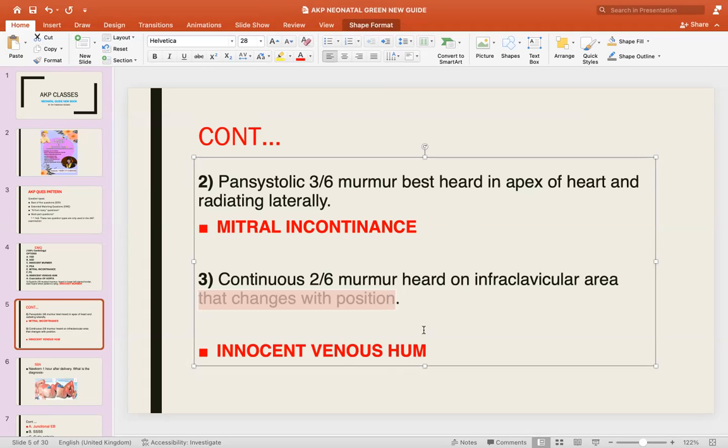Okay, and RCPCH will always try to improve your knowledge by this kind of question, that you know a murmur which is changing with position is never pathological murmur. It is not a PDA murmur, although it is continuous murmur. Because venous hum is a continuous murmur, PDA is a continuous murmur. Can anyone give me any example of another continuous murmur?